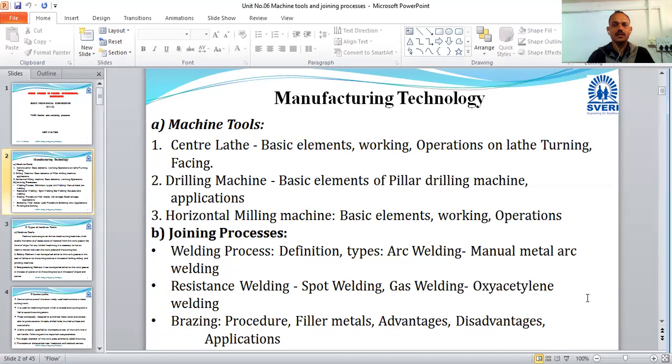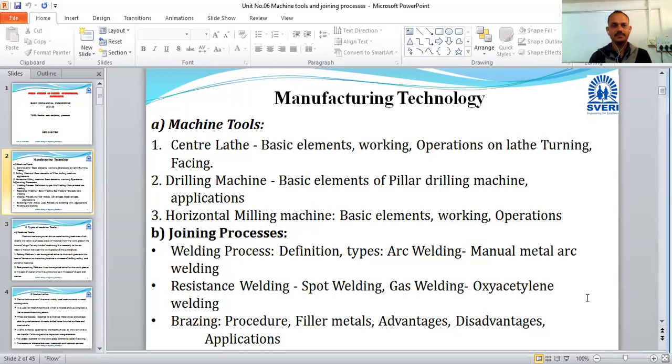Jobs. These are not part of the lathe machine. These are the external part on which we are machining. It is not part of the lathe machine. Tool post, correct. Very good. Tool post is the part where we mount the tool.